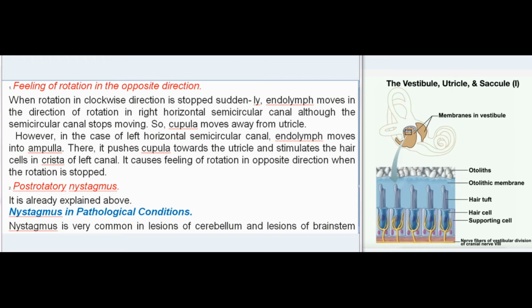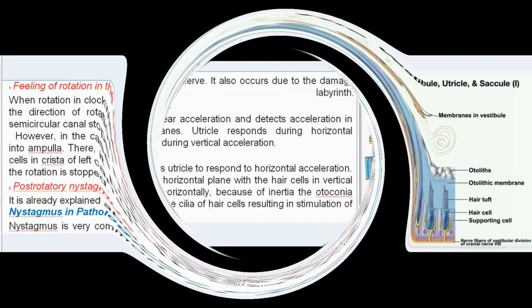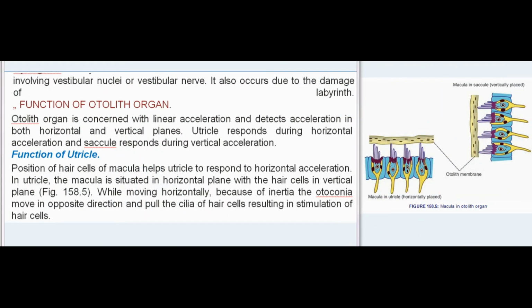Nystagmus in pathological conditions. Nystagmus is very common in lesions of cerebellum and lesions of brainstem involving vestibular nuclei or vestibular nerve. It also occurs due to the damage of labyrinth. Function of otolith organ. Otolith organ is concerned with linear acceleration and detects acceleration in both horizontal and vertical planes. Utricle responds during horizontal acceleration and saccule responds during vertical acceleration.